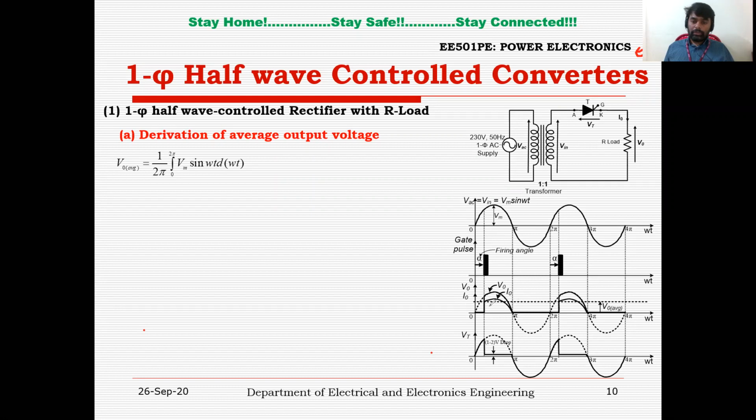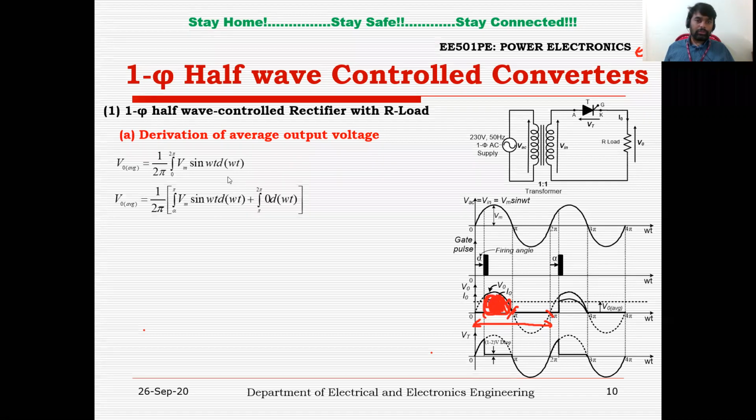converter. In order to calculate the average output voltage, we need to consider the complete one cycle. So this is the complete one cycle you can see here, and from pi to 2 pi there is no output voltage, and you can see the output voltage from alpha to pi. If you consider the area under this curve, that will give the average voltage, right? So that is what we are going to see here.